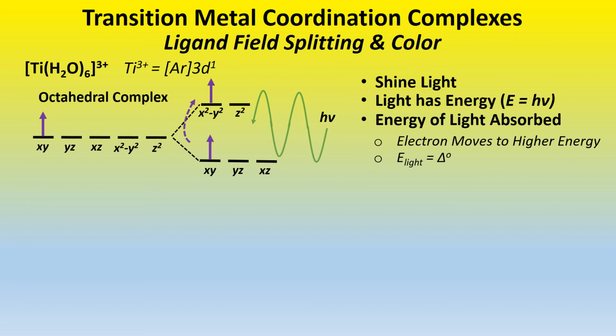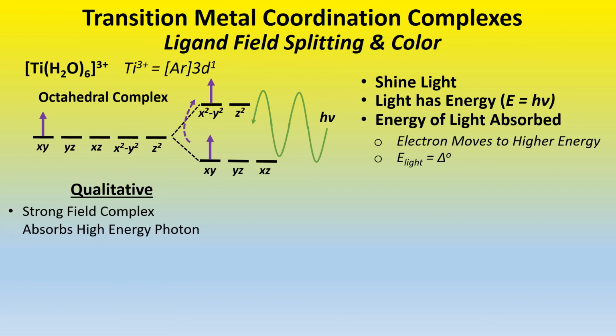One can look at this, first of all, qualitatively. If one has a strong field complex, a complex made with a strong field ligand, that is a large delta zero, which will absorb a high energy photon. From light, Roy G. Biv, violet is the highest energy photon. And since colors are complementary, if I am absorbing the violet photon, what is left over, the solution will appear to me to be red.